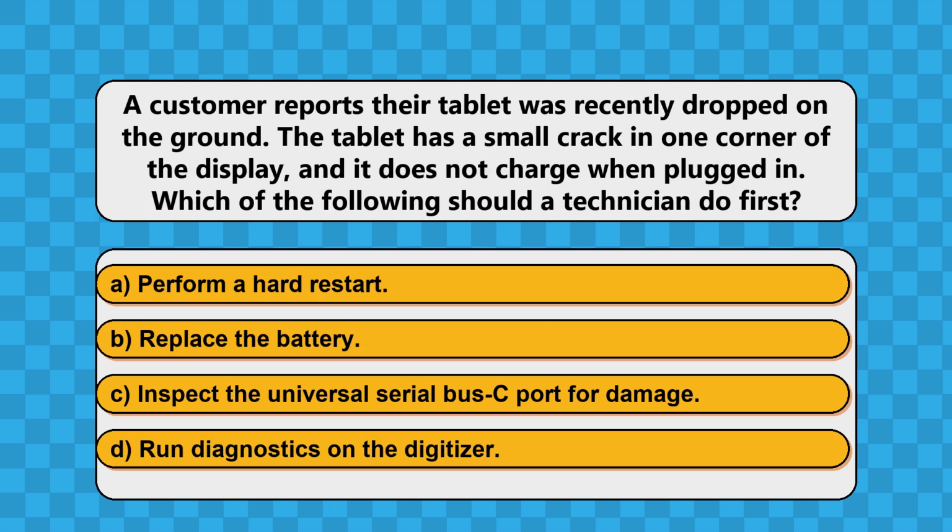Question 34. A customer reports their tablet was recently dropped on the ground. The tablet has a small crack in one corner of the display, and it does not charge when plugged in. Which of the following should a technician do first? Option A. Perform a hard restart. Option B. Replace the battery. Option C. Inspect the Universal Serial Bus C port for damage. Option D. Run diagnostics on the digitizer.